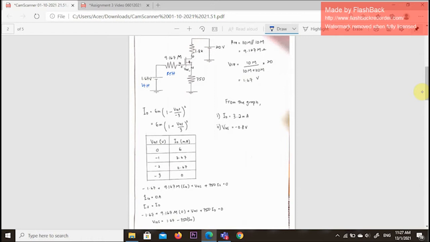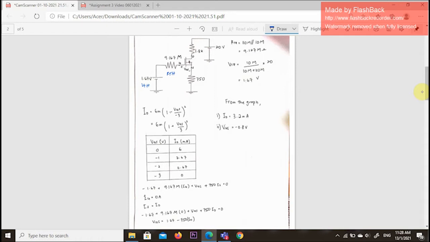To find the graph, by using the formula given, ID equals 6 milli times (1 minus VGS divided by negative 3) to the power of 2. Since it is negative, we get it as positive. As we know, for DC parameters, for an N-channel MOSFET, the graph is on the left side. So the value of VGS that we choose must be negative.